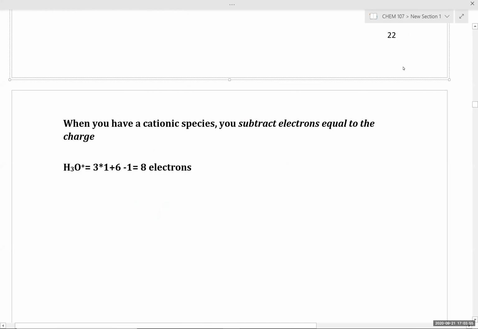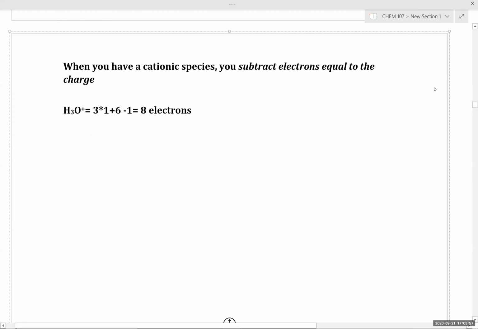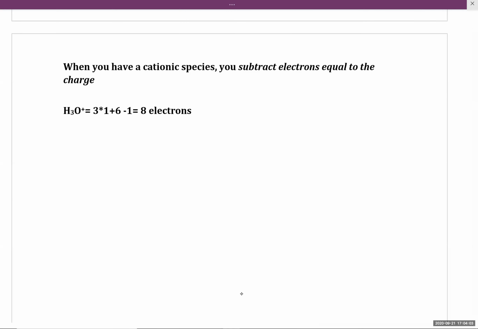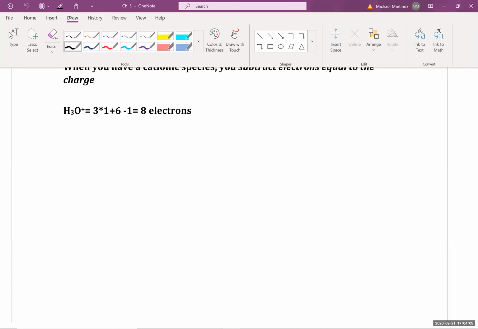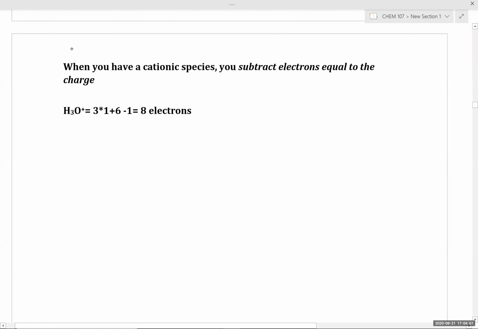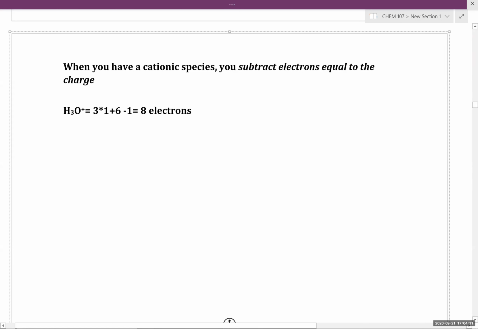So when we last left off, we were discussing Lewis structures. Now, after covering neutral Lewis structures, or Lewis structures for neutral compounds, let's consider how we would write and draw Lewis structures for charged compounds. So if you have a cationic species, a positively charged species, then you subtract electrons equal to the charge.